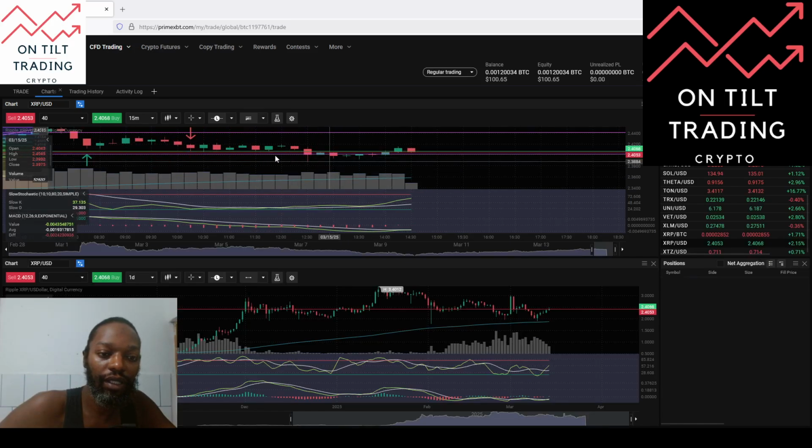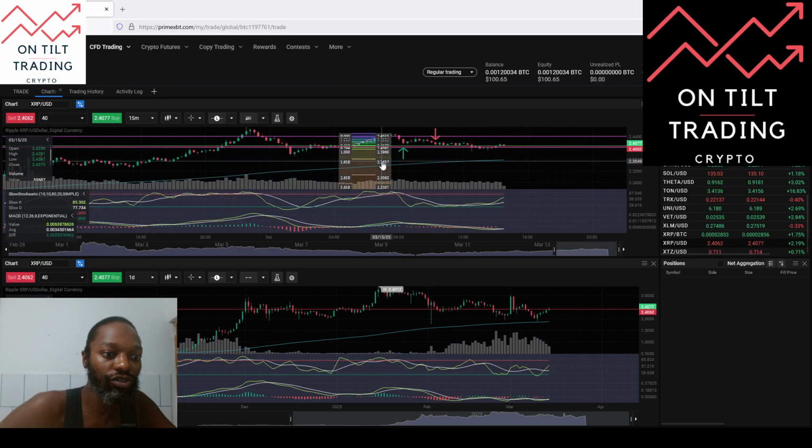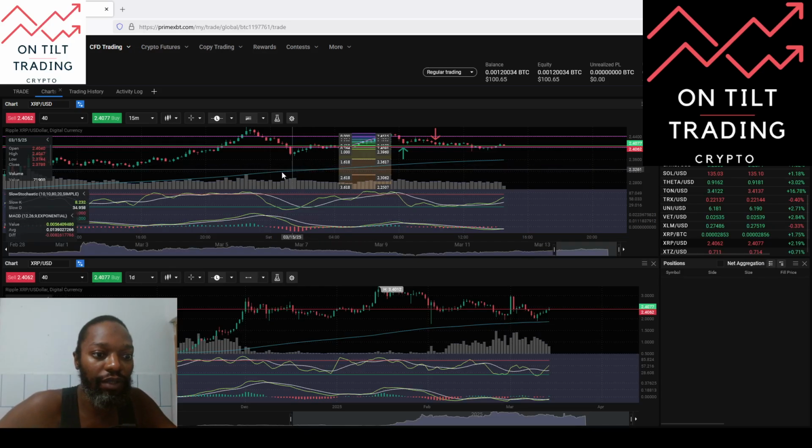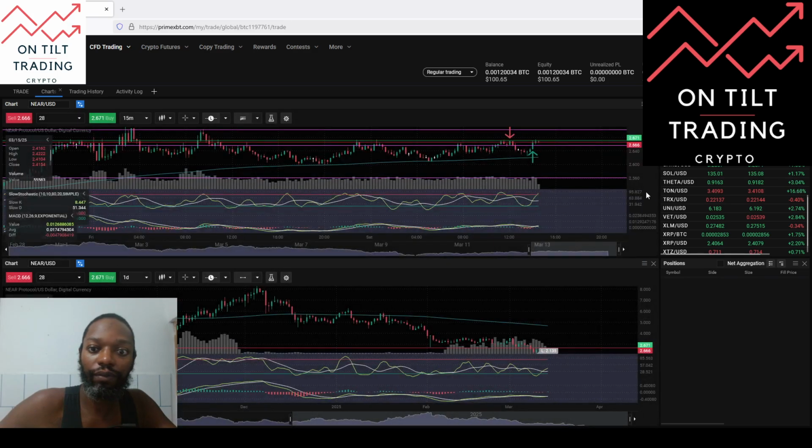and now it's just been consolidating in this lower end of this range, sold off a little bit, and now it's back in this range and maybe selling off again. So this trade failed, but it happens. No trading strategy is 100% based on market conditions. It's a probability game. Next up, we have Near Protocol.